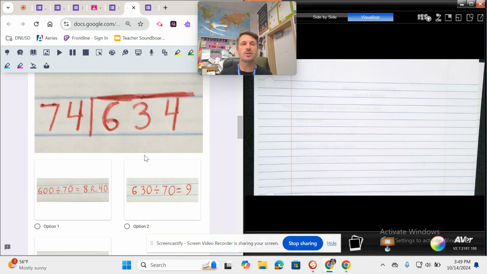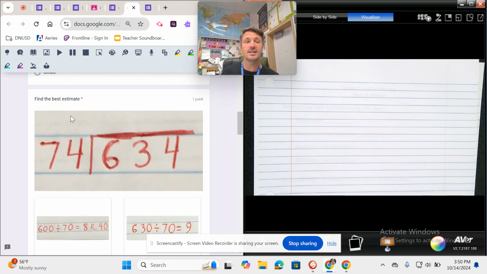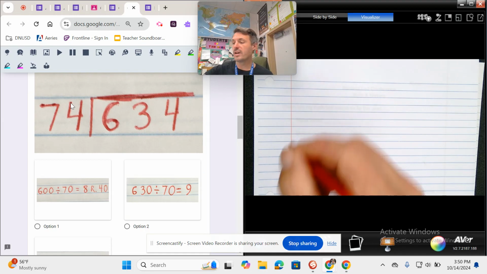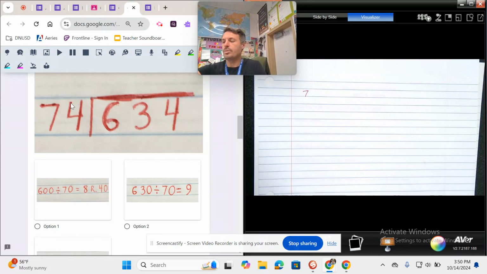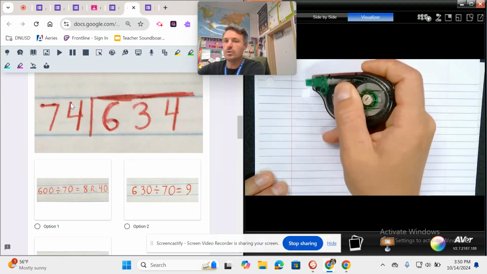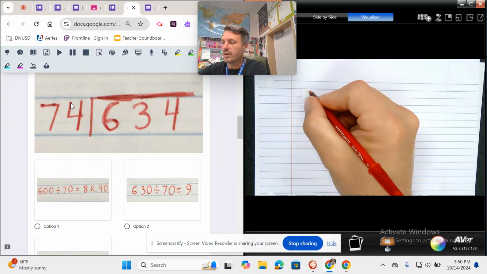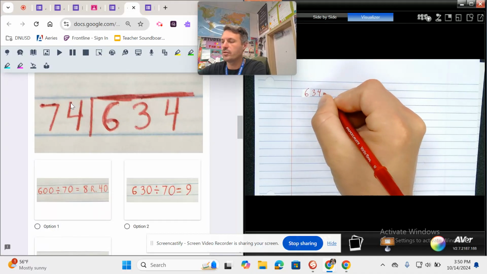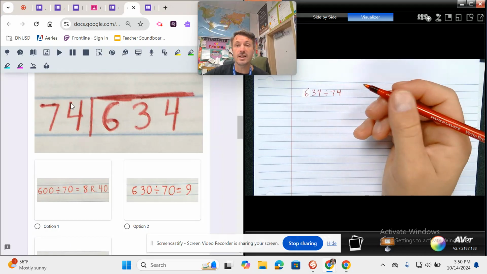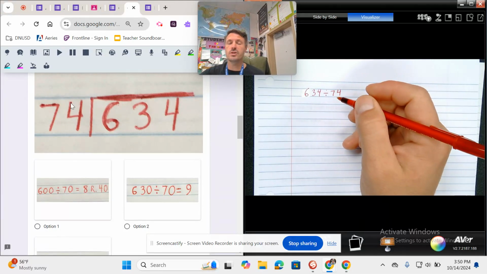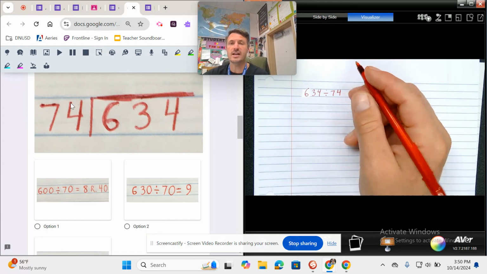Here we have the first actual question. It says 634 divided by 74. Now this is written as a long division problem, but since it says find the best estimate, we don't actually need to find the exact answer, so we don't need to write it as an actual long division problem. We can write it like this: 634 divided by 74. But since we don't need the exact answer, we don't need to leave these numbers the way they are. We can round so that we find an answer that's around the exact answer.